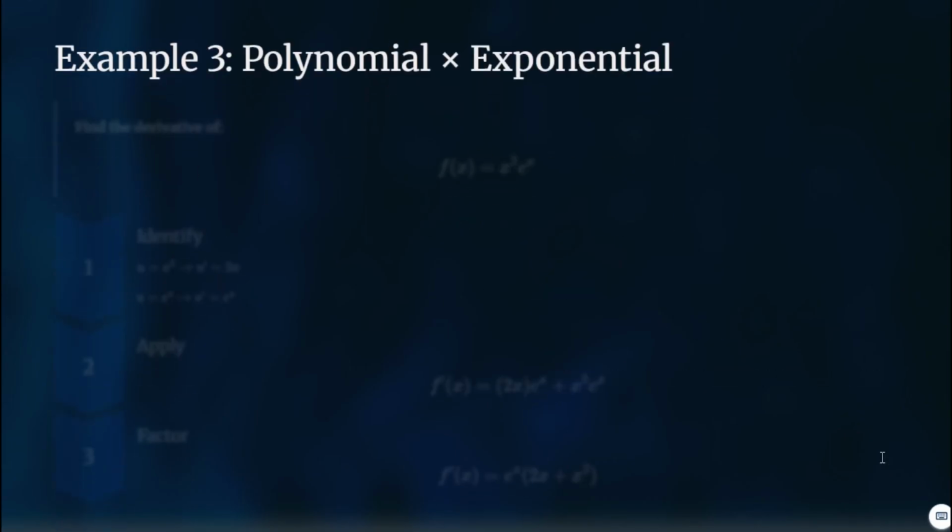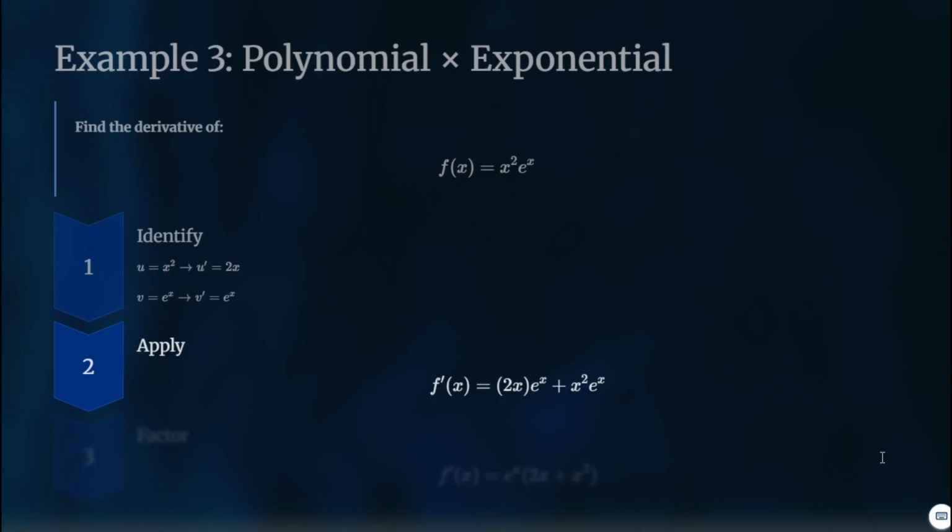The product rule truly shines when dealing with different types of functions multiplied together, like polynomials and exponentials. In this case, we will find the derivative of the function f of x equals x squared times e to the power x. So our first term will be u, that is x squared, and the derivative of x squared is 2x. And v would be e to the power x. The derivative of e to the power x is simply e to the power x.